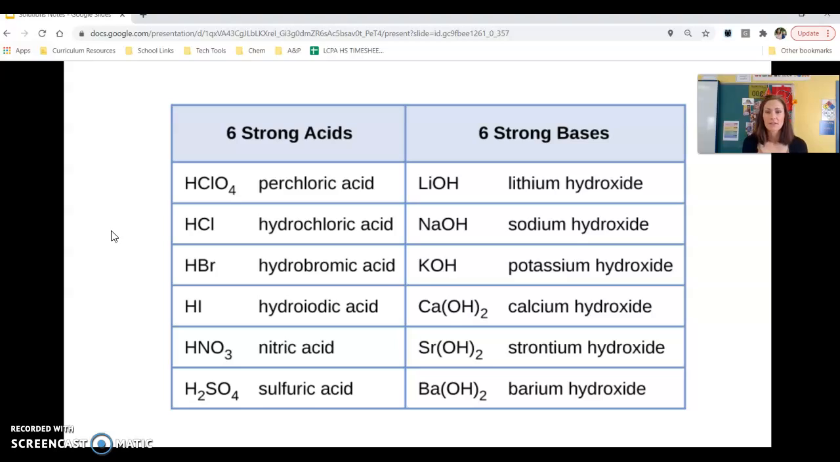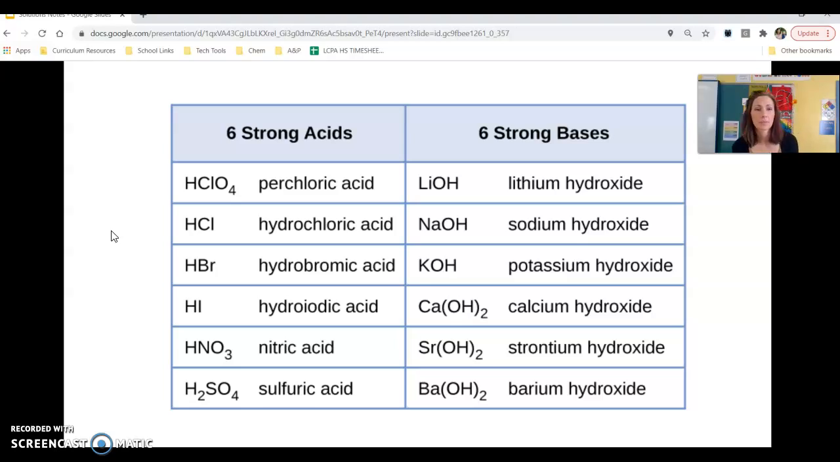If you were taking an advanced chemistry class, you would just need to know that these are your strong acids and bases. I'm not going to ask you to memorize that, but these are the ones that are going to 100% ionize in solution. So we have perchloric acid, hydrochloric acid, hydrobromic acid, hydroiodic acid, one of my favorites, nitric acid, and sulfuric acid. Our bases: lithium hydroxide, sodium hydroxide, potassium hydroxide, notice the theme, calcium hydroxide, strontium hydroxide, and barium hydroxide. So these are our acids and bases, again, that are going to 100% ionize in solution.